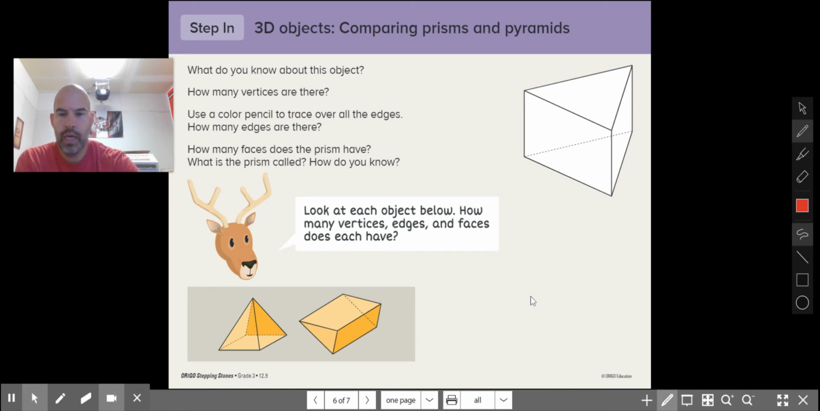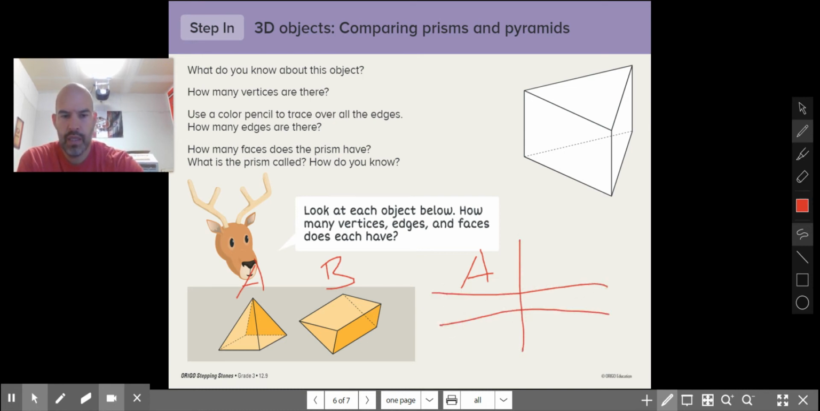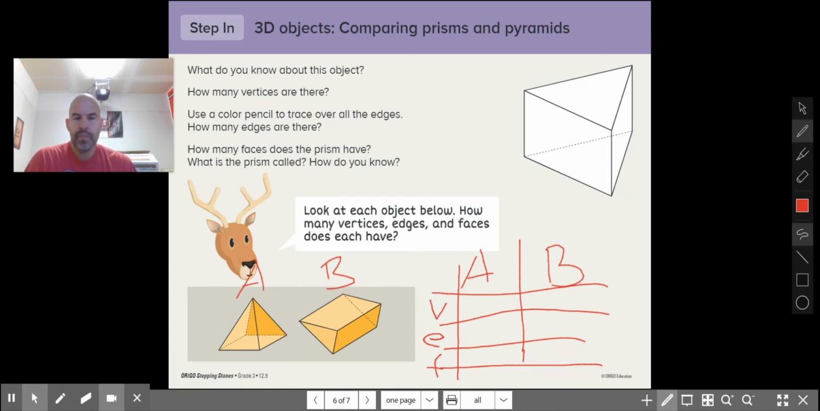I'm going to put a little set of clues here. We're going to call this object A and this object B. So for object A, we're looking to identify vertices, edges, and faces. This just helps us to organize our data by using a little table.